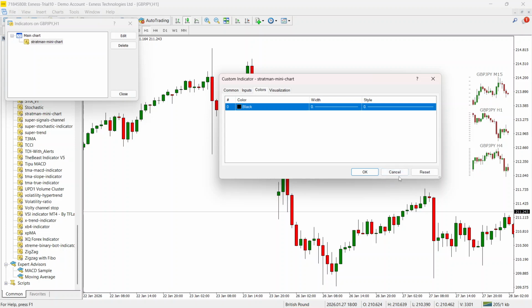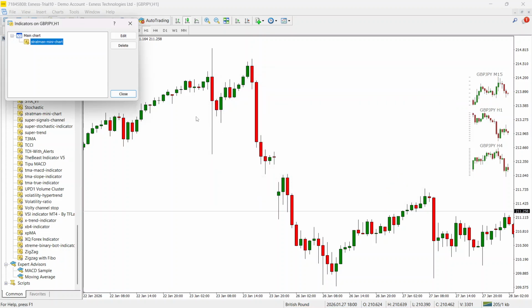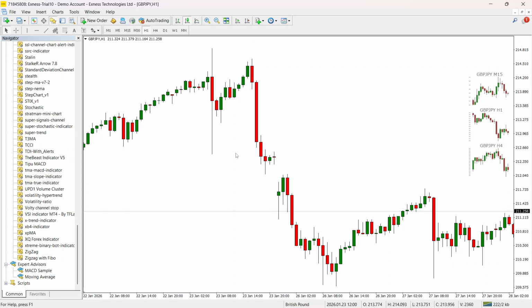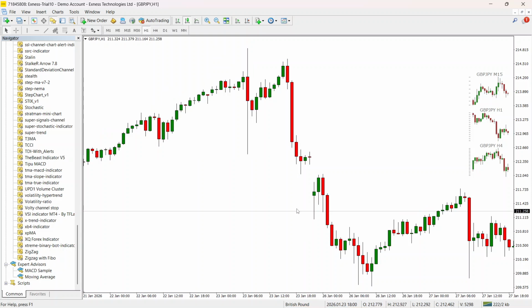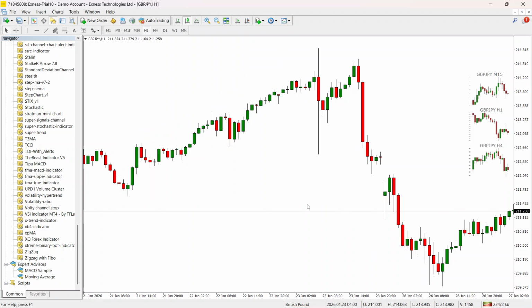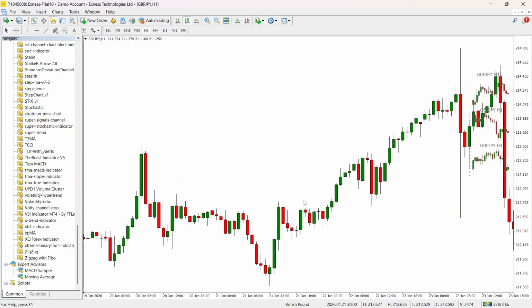Now we move over to who is it for. The Stratman Mini Chart Indicator is ideal for traders who rely on multi-time frame or multi-pair analysis, scalpers watching higher time frame trend, swing traders cross-checking daily and 4 hour structure, or traders monitoring correlations.